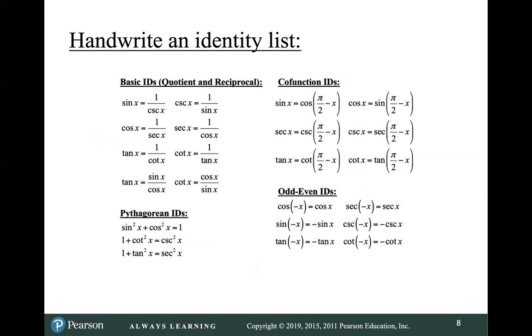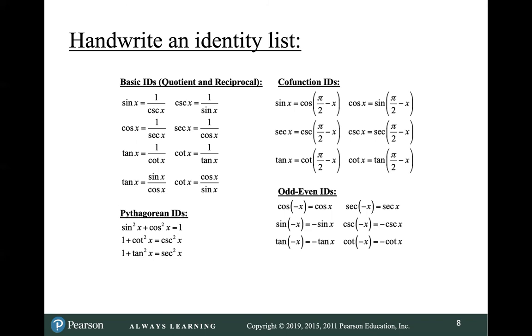Okay, I have here a screenshot of the identities that we used. Handwrite these somewhere in your notes. Don't just print them. You're not going to remember and you're not going to be able to use them as easily if you just print them out. You have to handwrite them. And the more often you write them, the easier this will be.